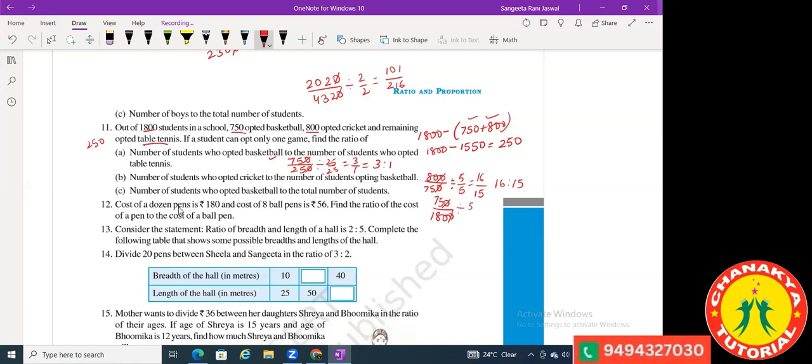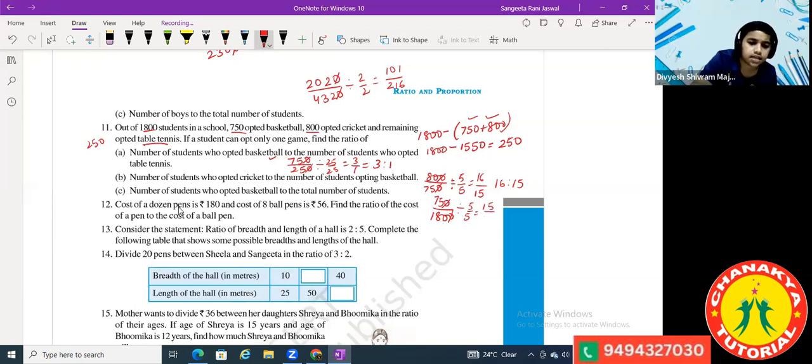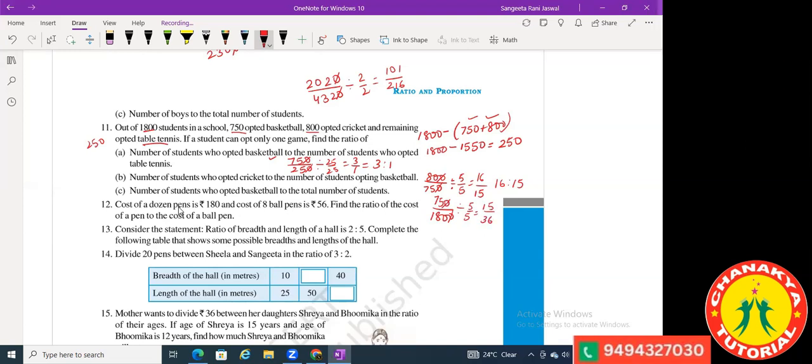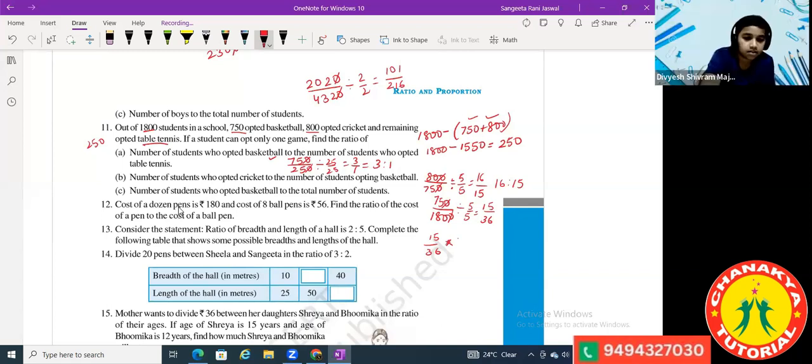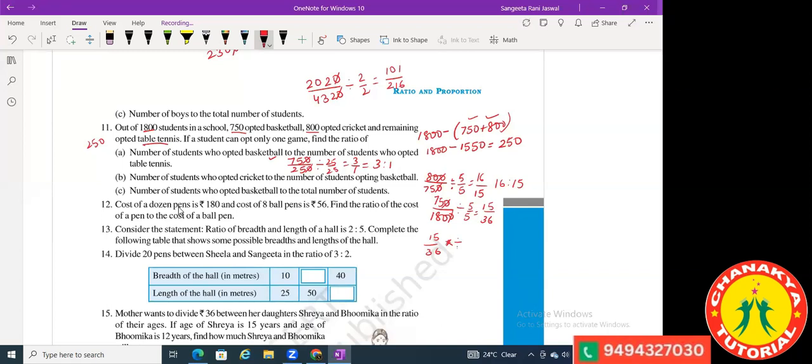15 is to 36. If you divide by 5, what do you get? We can simplify with 3. Still further you can divide it. 5 by 12. So that means you divided this by 3. So that's 5 is to 12. So your ratio is 5 is to 12.